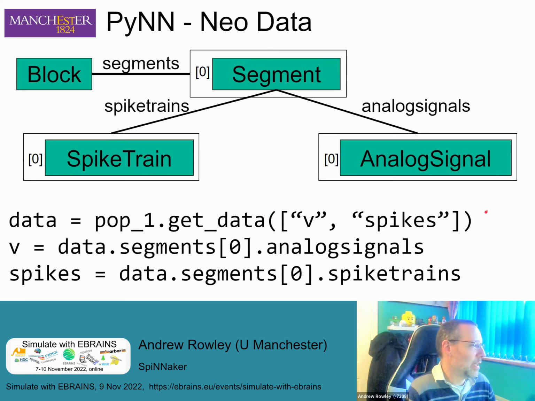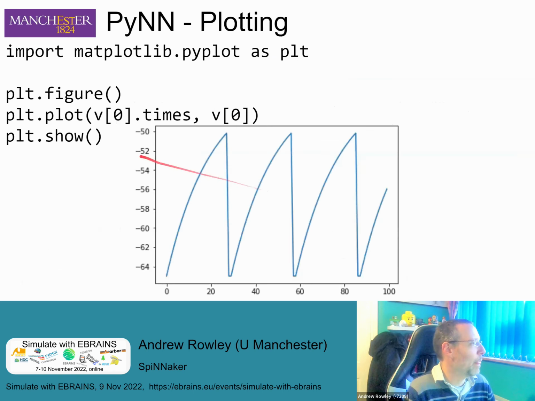So how do you actually do this in code? You've got your data, you say get data, we've got v and spikes. The V data will be stored here, in data segment 0 analog signals. The spikes will then be stored in segment 0 spike trains. And as I said, if you haven't called reset, it will always be segment 0. If you call reset, you might also have segment 1 or multiple segments if you've called reset a number of times.